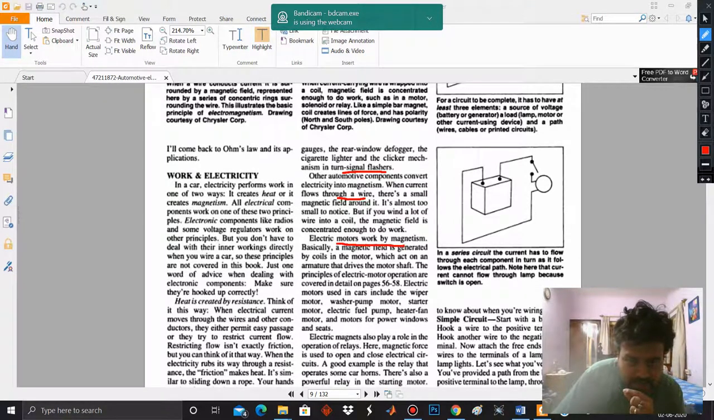Electric motors work by magnetism. Basically, a magnetic field is generated by the coils of the motor, which act on an armature that drives the motor shaft. The principles of electric motor operation are covered in the later lectures. Electric motors used in cars include the wiper motor, washer pump motor, starter motor, electric fuel pump, heater fan motor, and the motors of the power windows and seats.